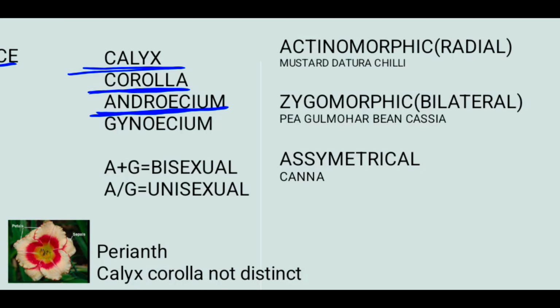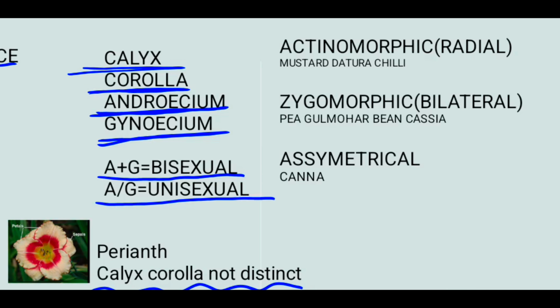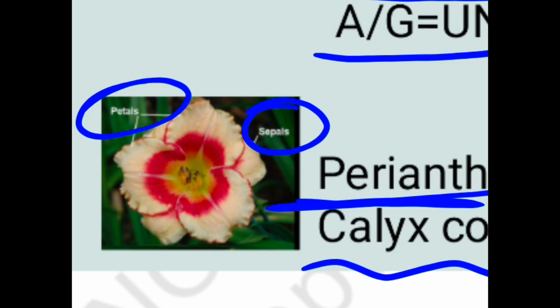For the male part, it is androecium, which contains anther and filament. The female part is gynoecium, which has stigma, style, and ovary. Bisexual flower means the flower which contains both androecium and gynoecium. Unisexual means the flower which contains either androecium or gynoecium. Calyx and corolla are not distinct. It is called perianth. The sepals and petals are not distinguishable.